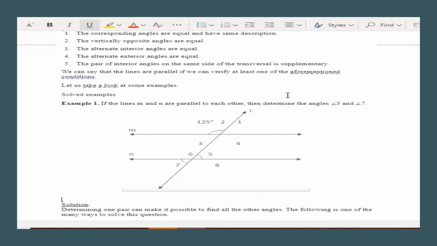Do I need to make it bigger, guys? You tell me if I need to make it. Is that better?